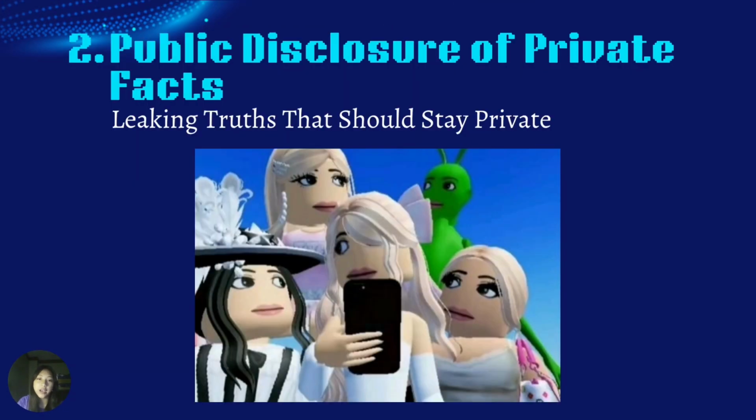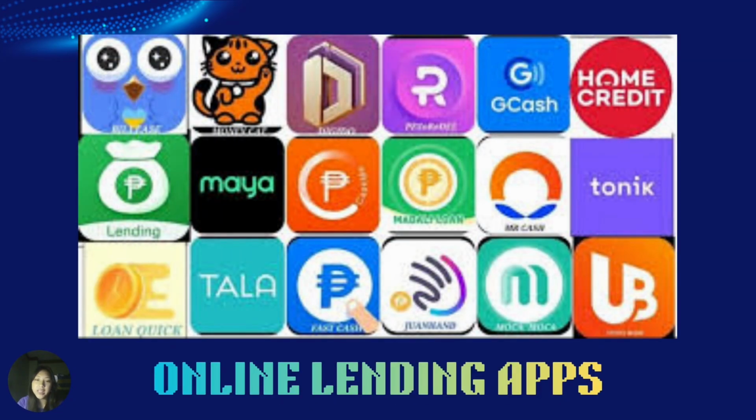Next up we have public disclosure of private facts. This happens when true but private information is shared publicly, even if it's not a public concern. A local example is online lending apps, which shame borrowers by sending messages to their contacts. These apps sometimes use data scraping tools, which collect personal information from poorly secured databases.